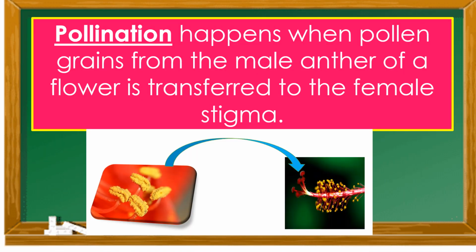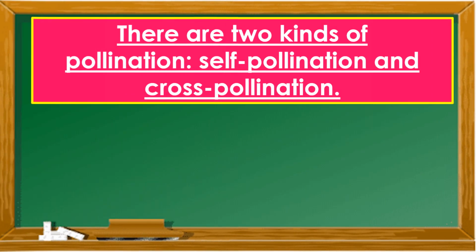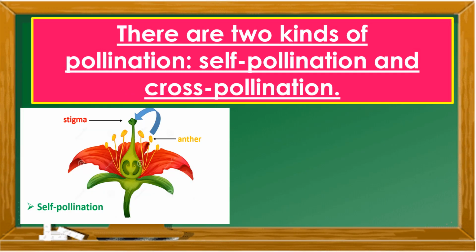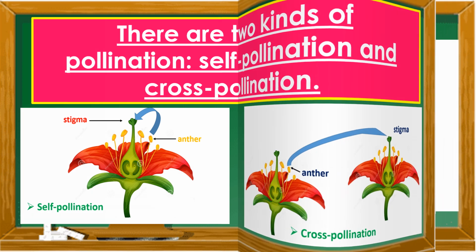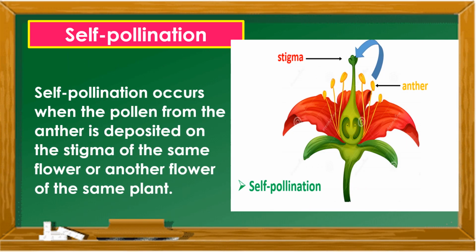Pollination happens when pollen grains from the male anther of a flower is transferred to the female stigma. There are two kinds of pollination, the self-pollination and the cross-pollination. Let us talk about self-pollination.